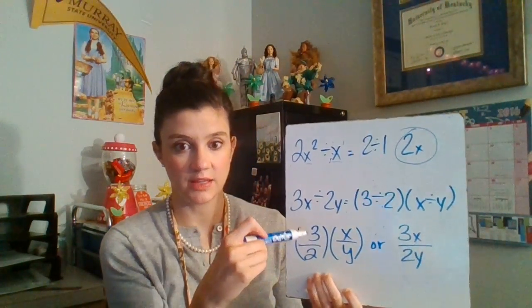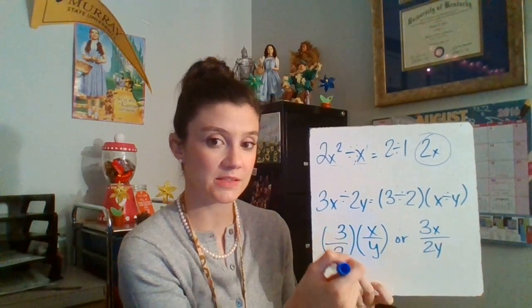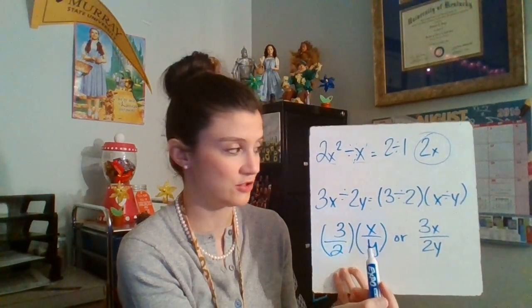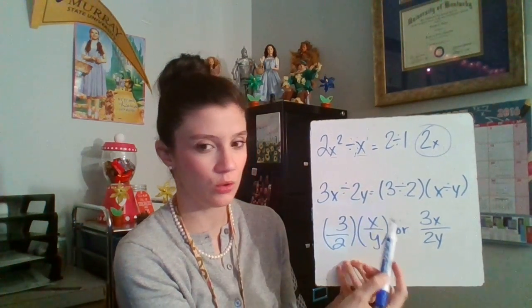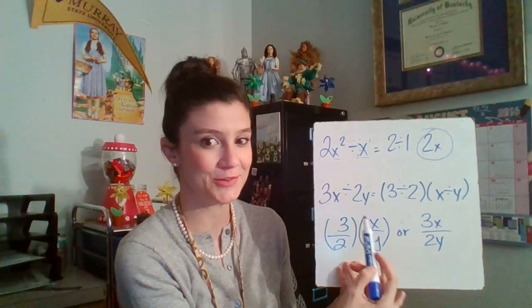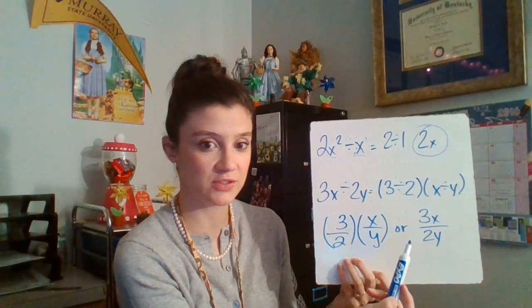Sometimes you're going to run into things that can't be divided, and that's when you have to write them as a fraction to represent the division. So 3x divided by 2y, we don't get a whole number if we do 3 divided by 2. We get a decimal. We're not going to mess with decimals. We're going to write these as fractions.